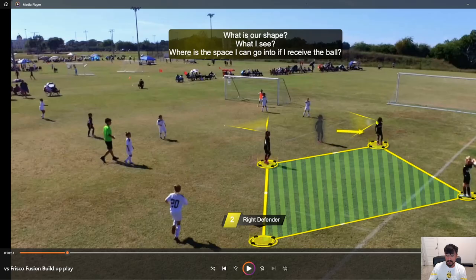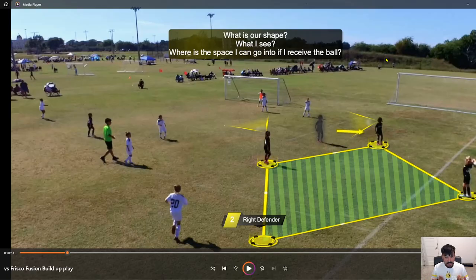Okay? So we want to scan. You see how we're ball watching? We're all just looking right here. No one took a peek at where's my teammate? Where's the space that I can go into? So look, as you can see here is what I wrote. What is our shape? We do have a good shape, but Penny, who's the number 2 right defender at the time, is out of frame, and I want you a little closer to show support. So what do I see? Where is the shape I can go into if I receive the ball?